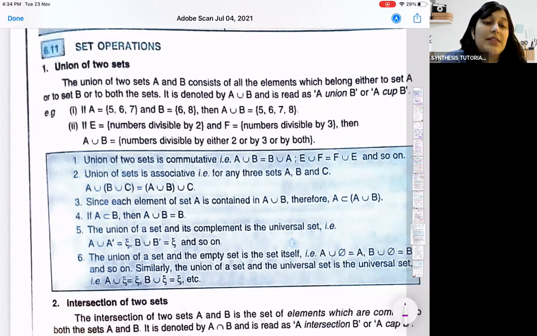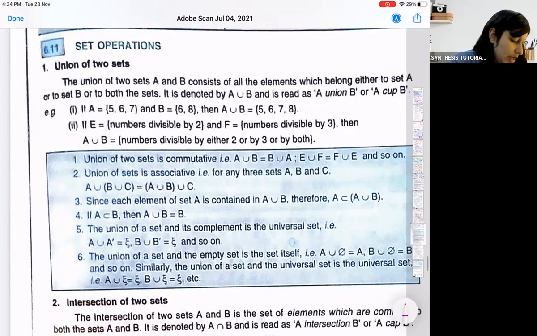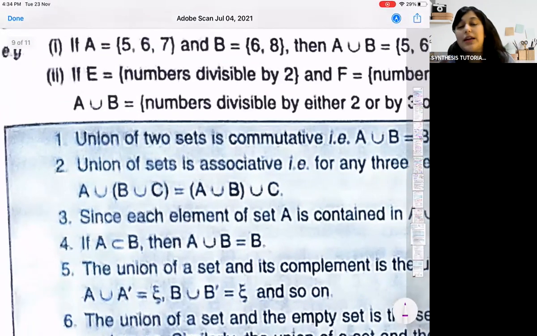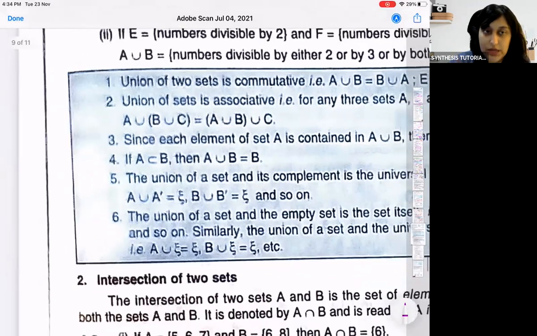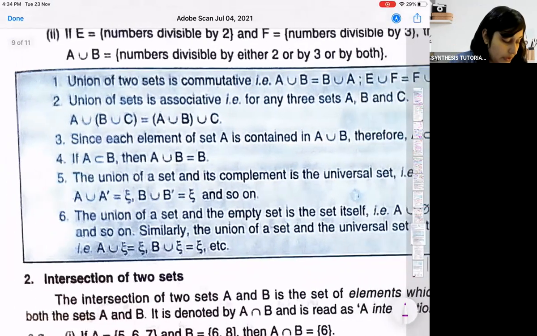Then union of sets is also associative for any three sets A, B, and C. So let's say A union into bracket B union C. तो B union C का जो भी आएगा रिजल्ट और उसके साथ A union करोगे या A union B को पहले करोगे और फिर C के साथ union करोगे, finally the final set is going to be the same. So it's associative, it's commutative is what we've learned.